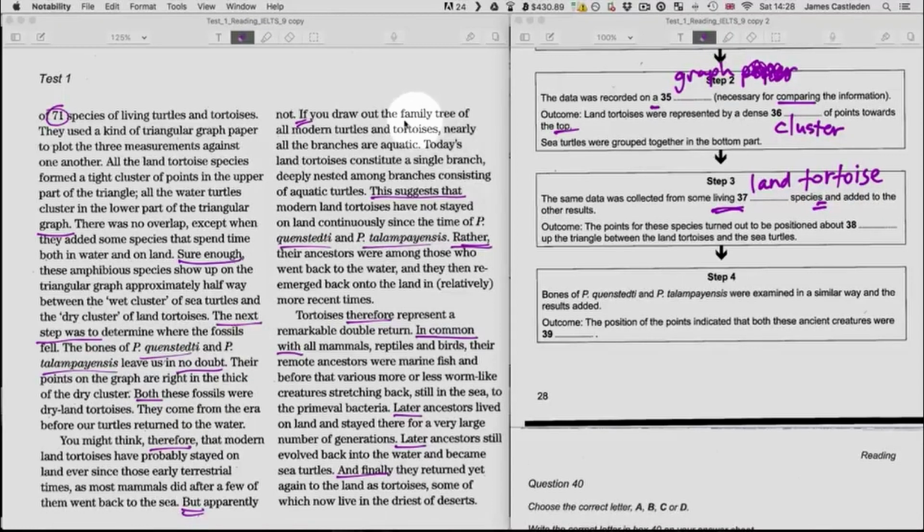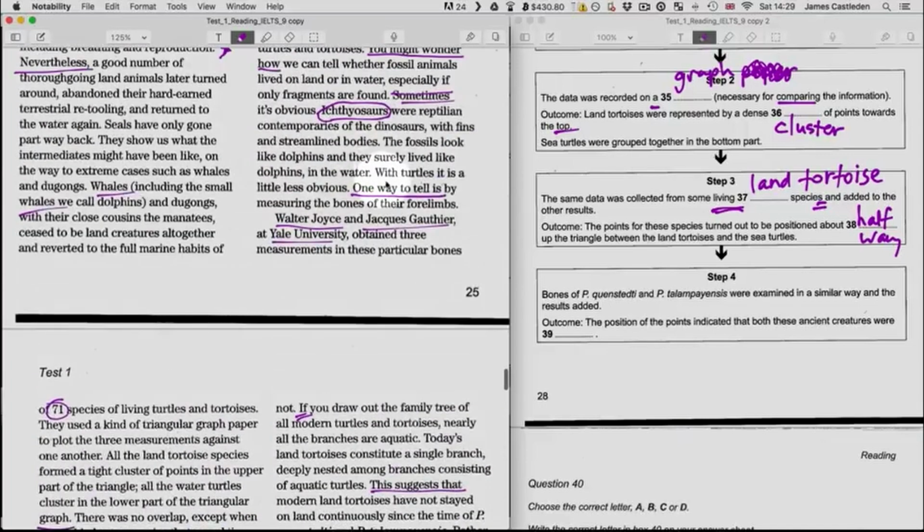But this is talking about a family tree. Okay, this is tricky, this one. 10 more minutes left. Should be enough to do this. Positioned about halfway up the triangle. About halfway up the triangle. Halfway. Way, so land tortoise is mentioned here, so we've got halfway here.